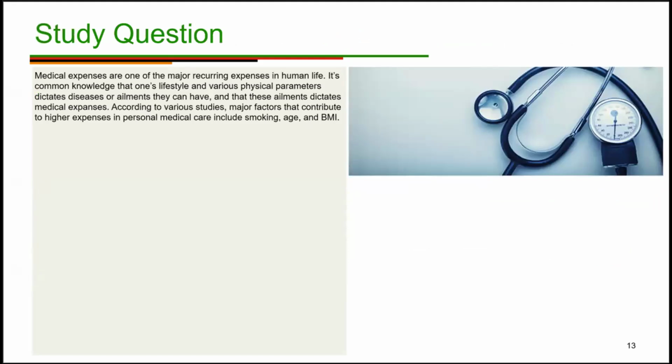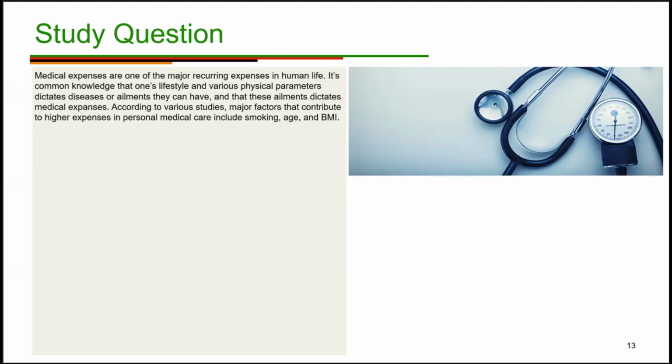So coming now to our example for today. Medical expenses are one of the major recurring expenses in human life, as you might imagine, right? It's common knowledge that one's lifestyle and various physical parameters dictate disease and also the ailments that they can have. And these, of course, would then dictate the medical expenses that one would incur over their lifetime.